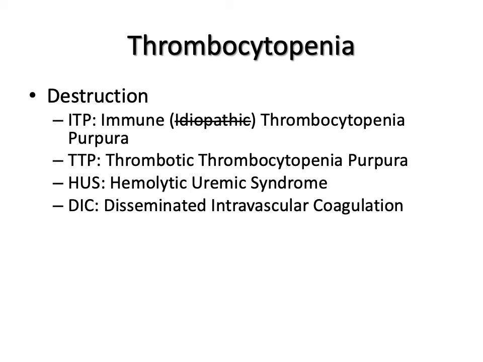ITP, or acute immune thrombocytopenia, used to be called idiopathic before it was discovered to be caused by an immune response. It is a disorder that is mostly seen in children and is characterized by a sudden onset of bruises, petechiae, and epistaxis, or nosebleeds. Patients have a corresponding low platelet count, but are otherwise healthy.